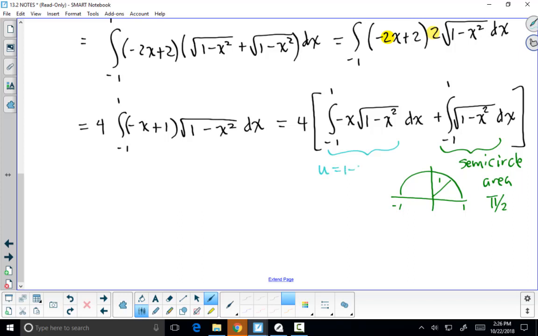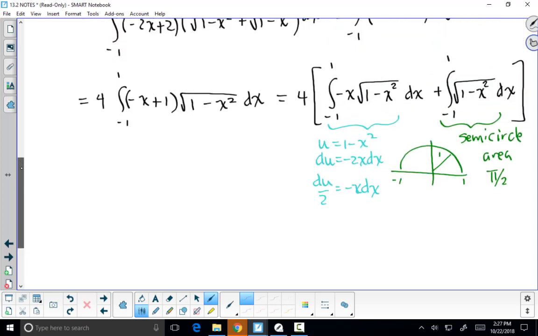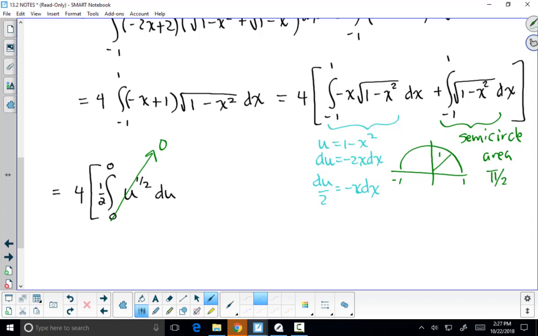Here, we're going to let u equal 1 minus x squared. So du will be minus 2x dx. Divide by 2. And we have minus x dx all taken care of. So that first one becomes, we have 4 outside. This is going to become the integral of square root of u divided by 2. So u to the 1/2 divided by 2, we'll put that there. If we change our limits to u limits, what do we get? 0 and 0. That's great, because that goes away. Excellent. And then we have plus our pi halves. Pi over 2. So our final answer? 2 pi.